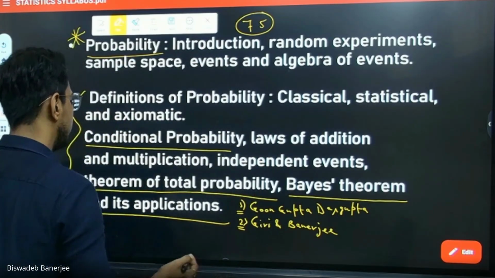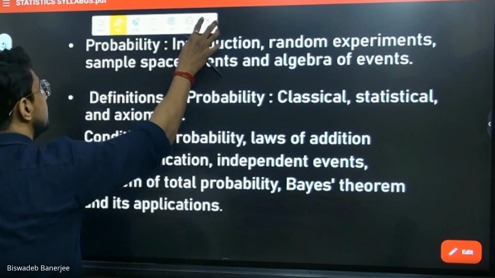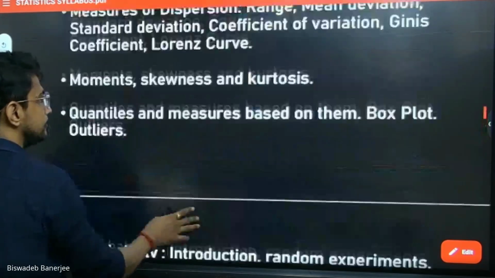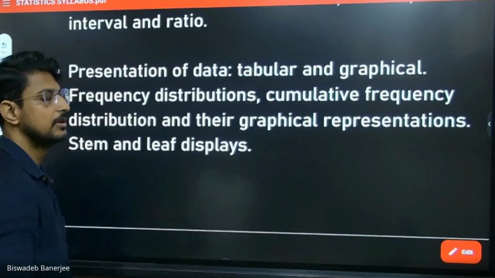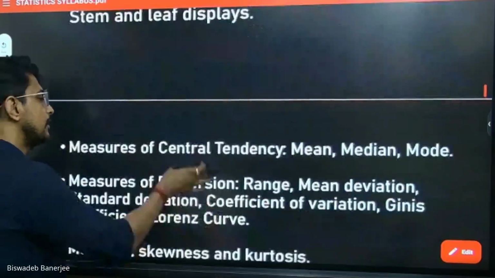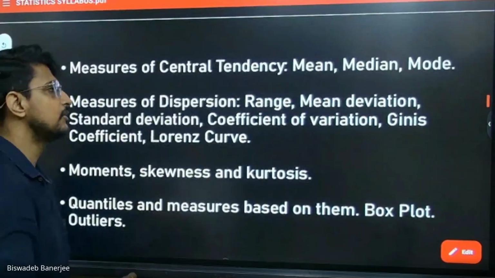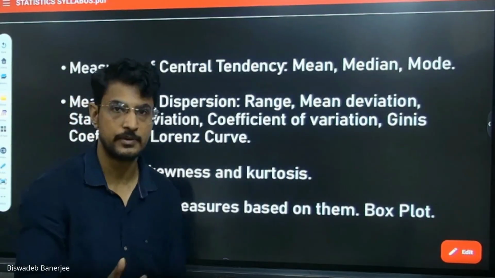But as I said, for these two topics, box plot and outlier, and stem and leaf display, you have to consider some other books.